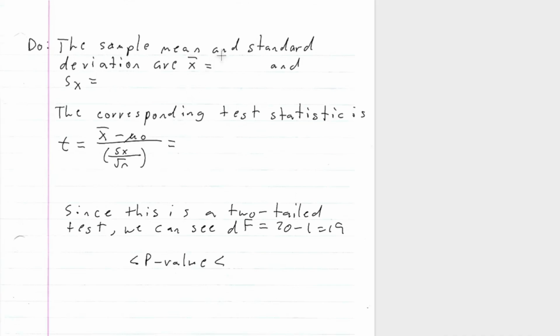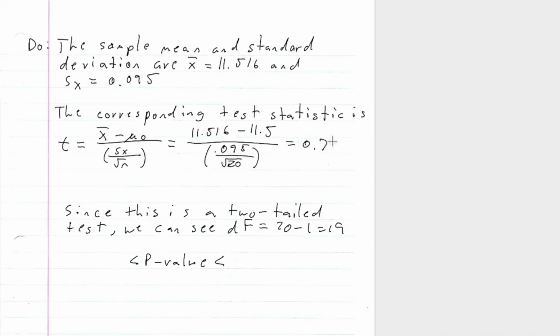All right, so X bar, remember, was equal to 11.516, and the standard deviation was 0.095. So our test statistic is 11.516 minus 11.5, since our null hypothesis was that 11.5, over the sample standard deviation, 0.095, over the square root of 20. And this gives us 0.772.